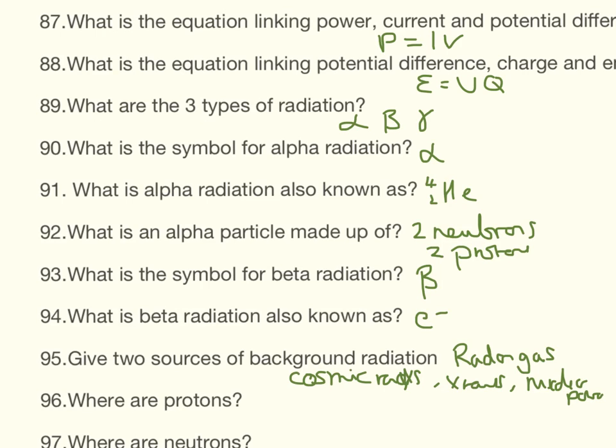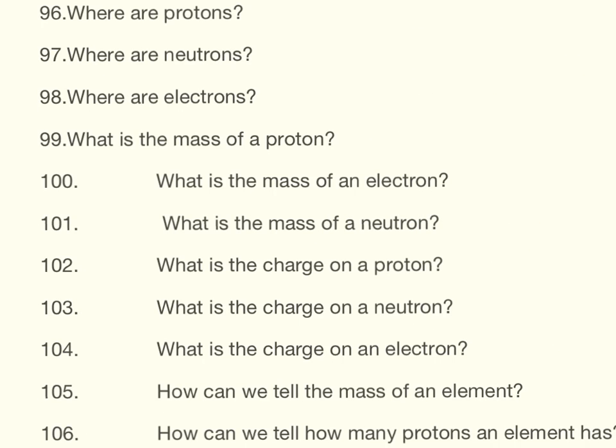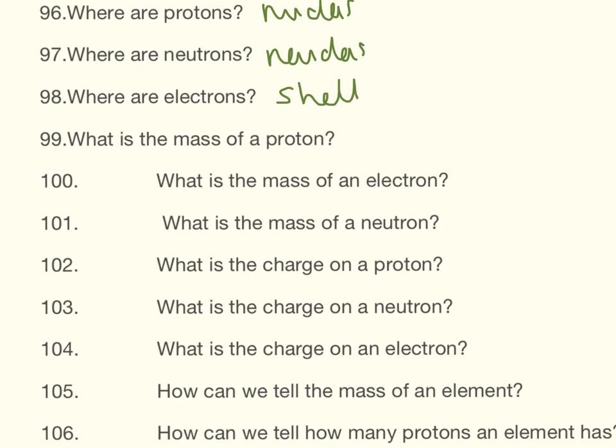What are protons? Or where are protons? They're in the nucleus. Protons, nucleus. Neutrons, nucleus. Electron shells are in the shells from that side. I apologise, this appears to be a repeat of a question, but revision is good revision. So mass of a proton is 1, electron is 0, neutron is 1, charge on a proton is +1, neutron 0, electron -1.